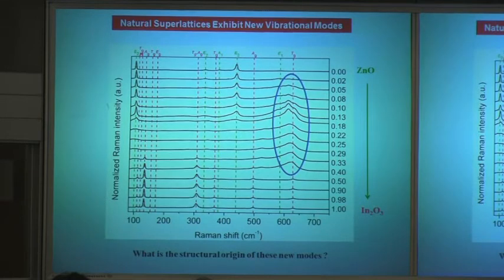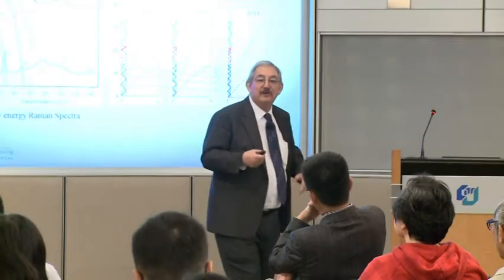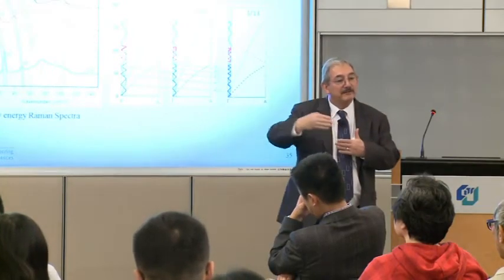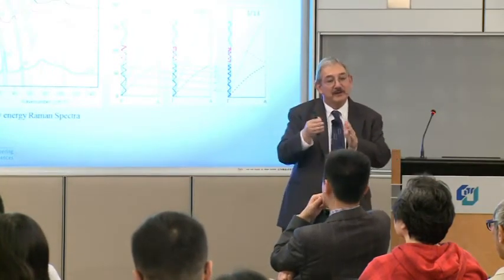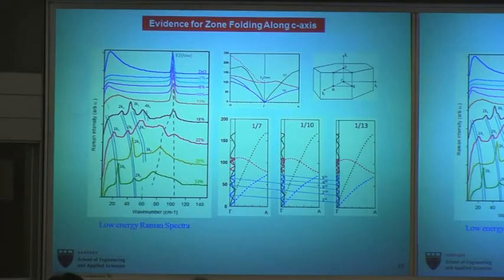I'll spare you the details of the analysis, but if you now look at very low energy Raman scattering, and this is an example, as you add indium oxide to zinc oxide, you get the zinc oxide structure. And once you start forming superlattice, you see these very low wave number modes, and they're associated with vibrational modes associated with zone folding defined by these superlattice structures. So that's one of the explanations for the low thermal conductivity of these materials.